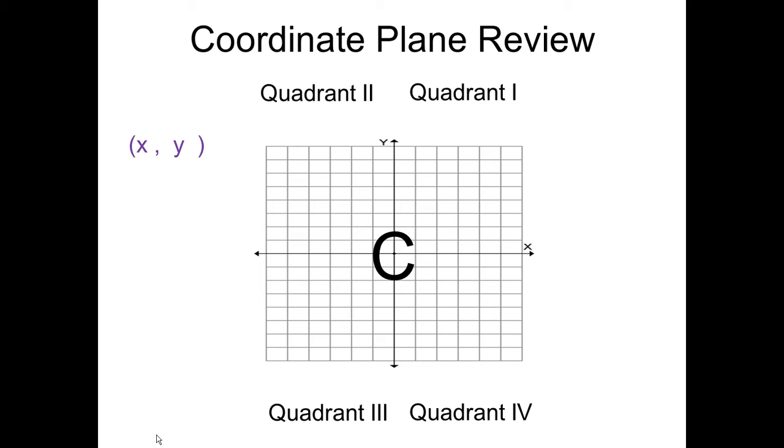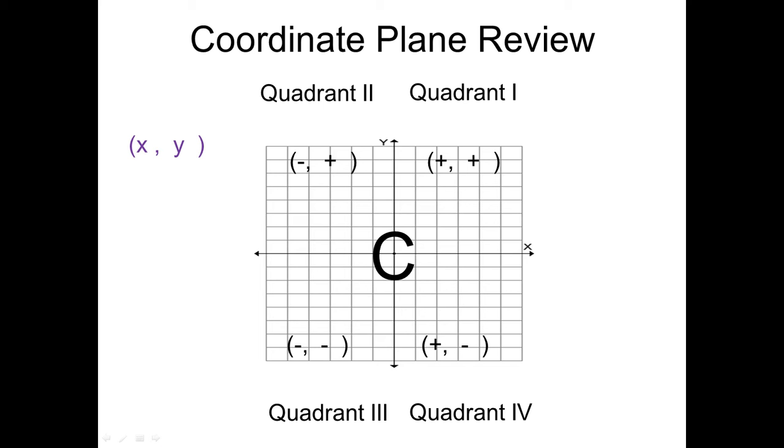We have an ordered pair x, y. The first number is always our x direction. The second number is always our y direction. If you remember quadrant 1, all of the ordered pairs in quadrant 1 are positive. All of the ordered pairs in quadrant 2, the x-coordinates are negative and the y-coordinates are positive. Quadrant 3, the x's are negative and the y's are negative. And in quadrant 4, the x's are positive and the y's are negative.